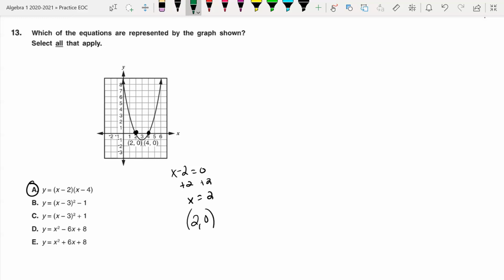B, that's in vertex form. So I'm going to look at the vertex and see, is the vertex right 3, down 1? Because that's what those transformations are telling me, right 3, down 1. Well, yes, they are, so B is also an option. And then I go to C. All right, that says up 1 instead of down 1, so C doesn't work. And then I go to D. If you FOIL this out, I would get x squared minus 4x minus 2x plus 8. I combine the negative 2 and the negative 4 to get negative 6x. So again, I do the box method or FOIL, however you want to do it.